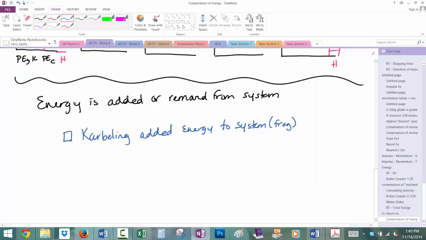Potential, gravitational potential, right? How did I do that? What did I do? I lifted it. Let's be a little bit more specific. What did I do? Let's talk about it in physics terms. I grabbed it and I what? I changed the height. How did I do that?